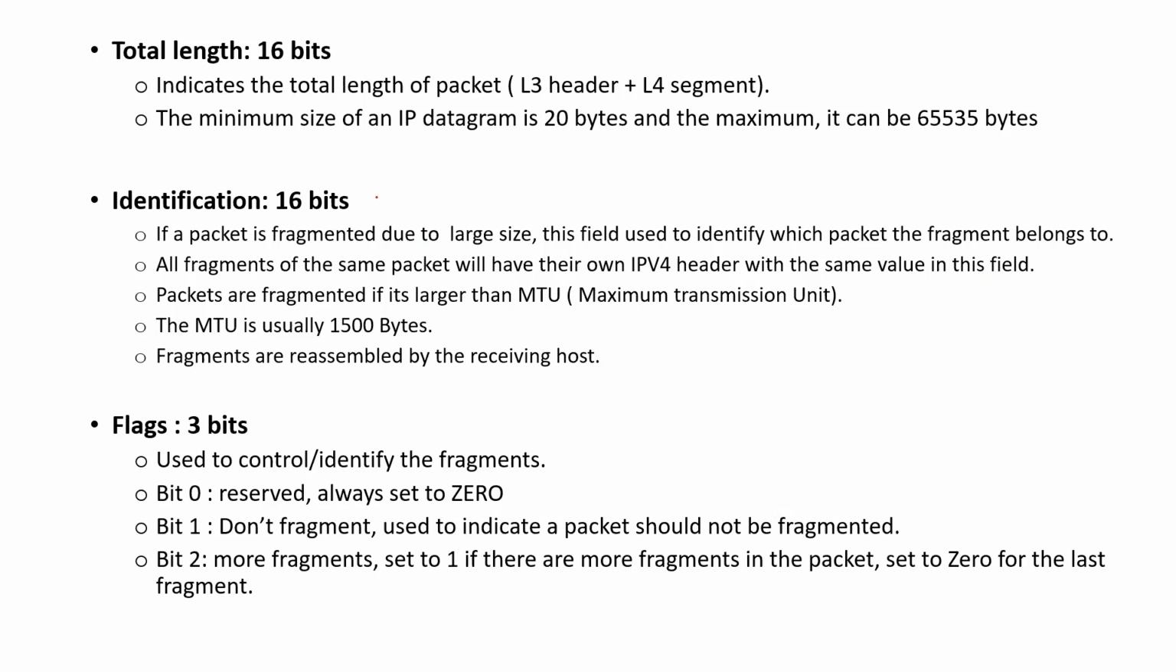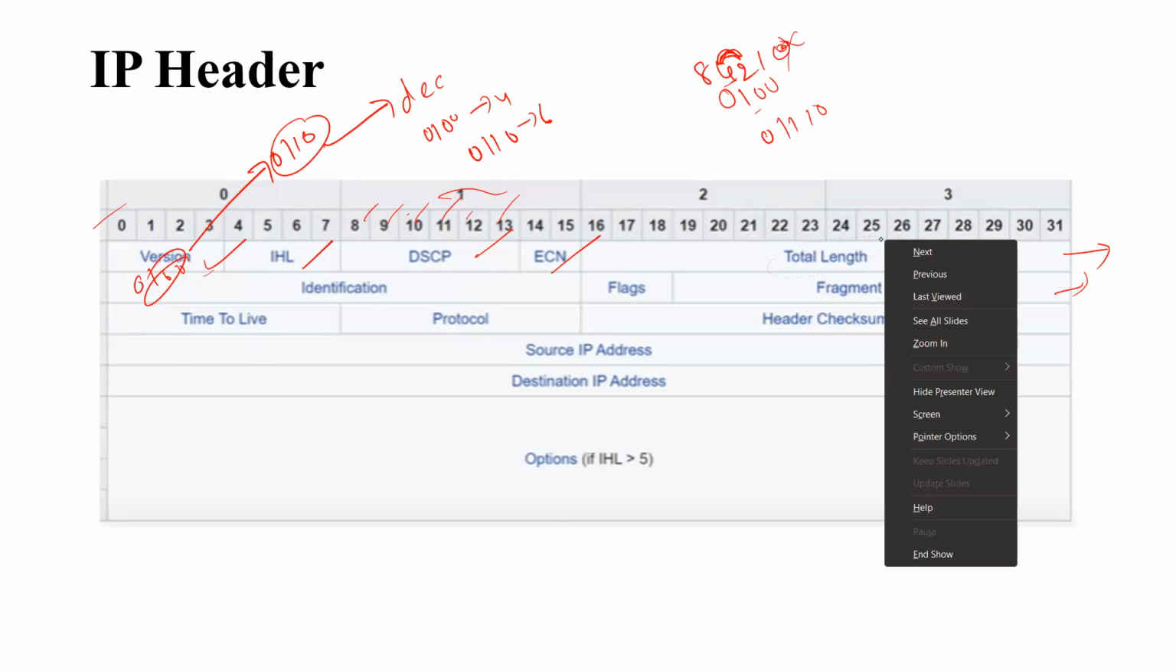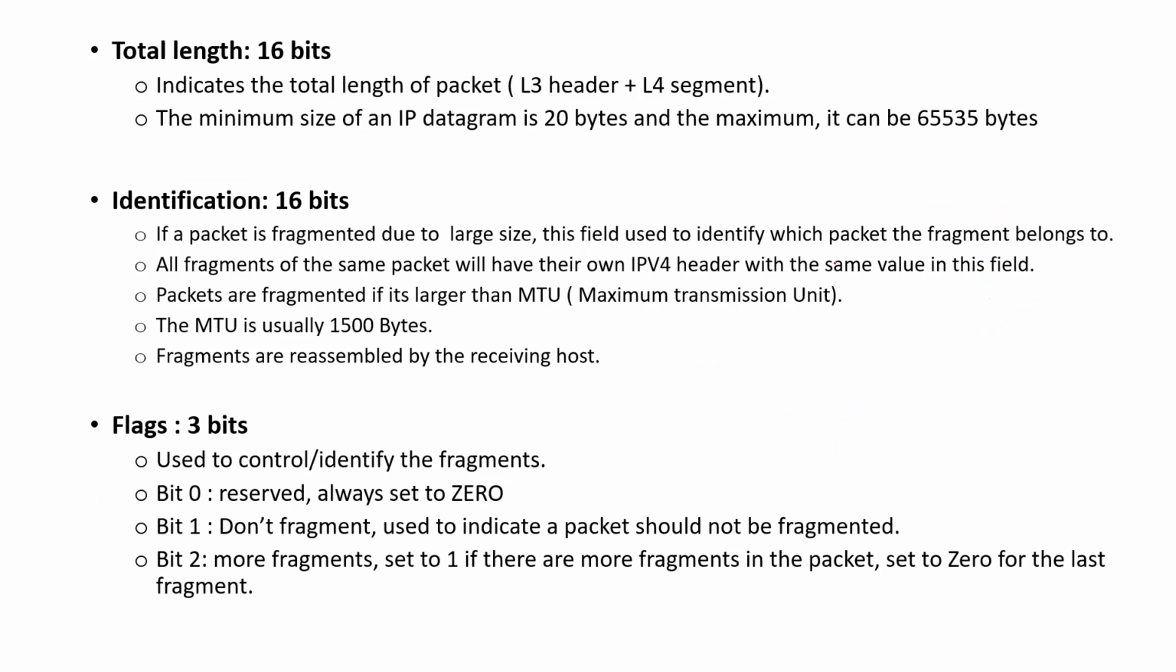And now we have total length. So we discussed what the version is, what IHL is, what DSCP is, what ECN is. Next one is total length. Total length is nothing but IP header length plus TCP header length. That is called the total length. That is in 16-bit size.